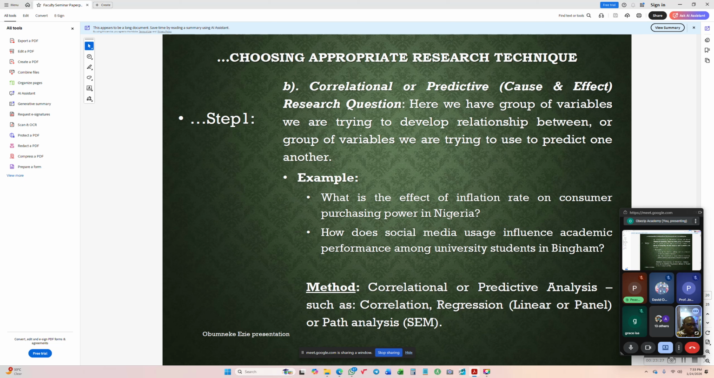Now, in addressing this kind of research question, there are unique research techniques. The methods that address it include correlation or predictive analysis, such as correlation, regression, linear or panel regression, or path analysis, such as SEM. So if you have a predictive research question, such as what we have here on the screen, that has a clear dependent and independent variable and looks investigative in nature, these are some of the techniques that one can adopt in tackling it: correlation, regression, linear or panel, path analysis, etc.